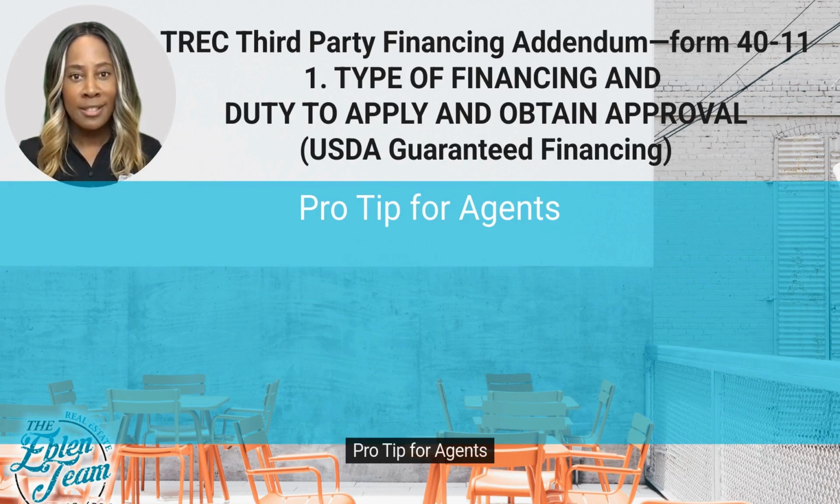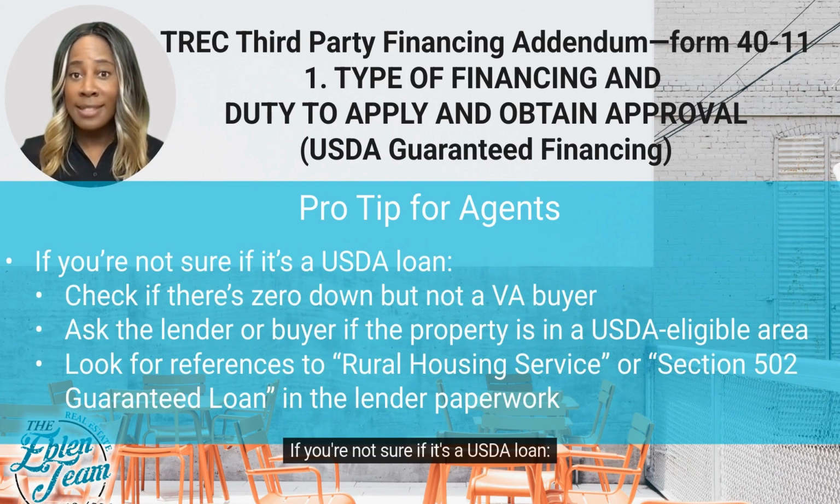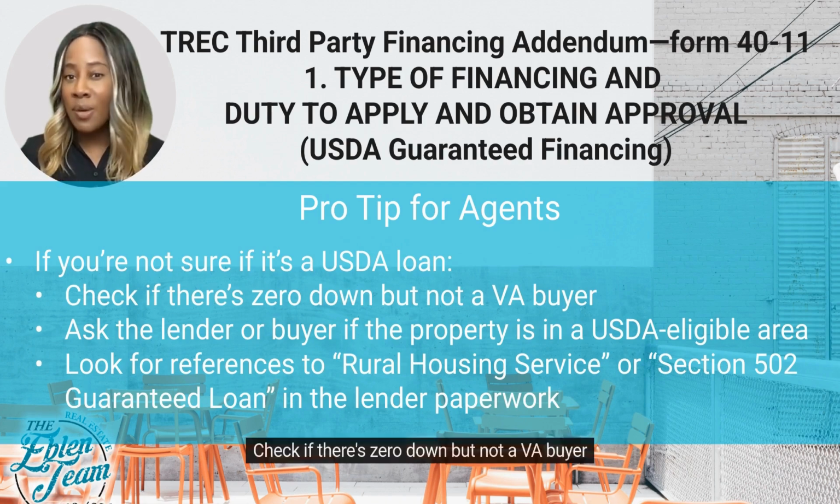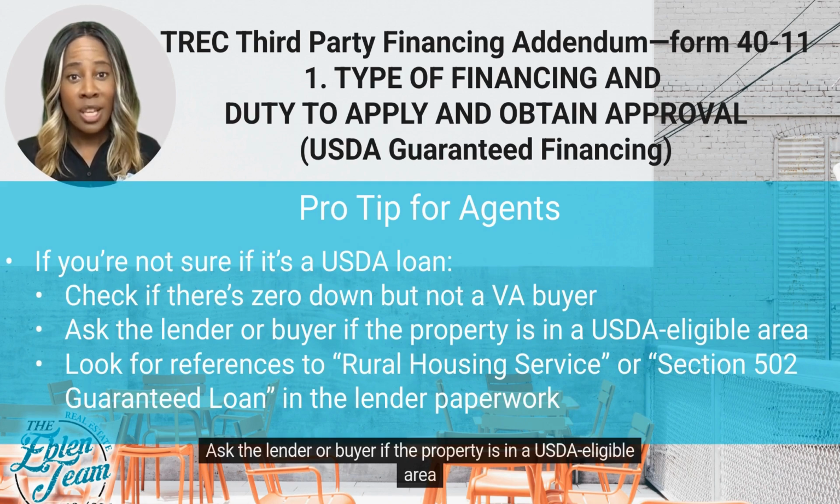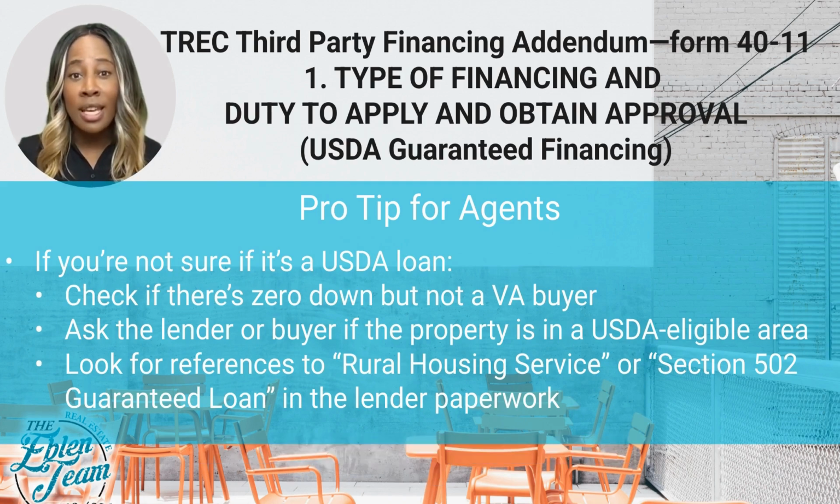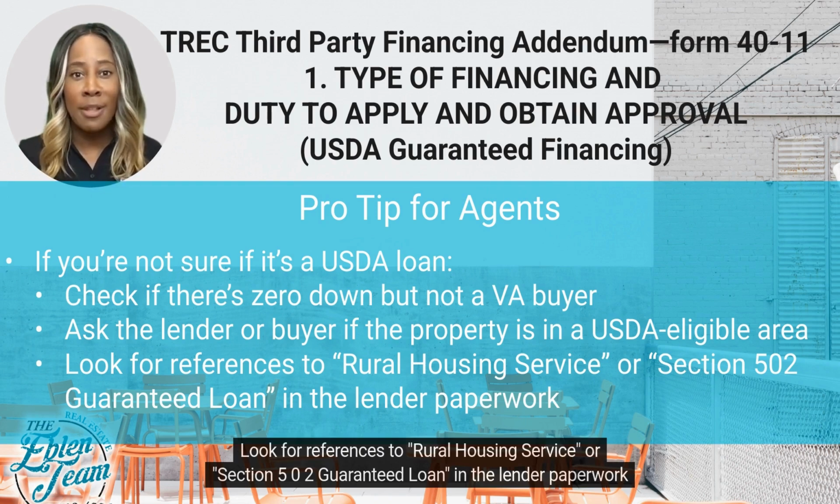Pro tip for agents: if you're not sure if it's a USDA loan, check if there's zero down but not a VA buyer. Ask the lender or buyer if the property is in a USDA eligible area. Look for references to Rural Housing Service or Section 502 guaranteed loan in the lender paperwork.